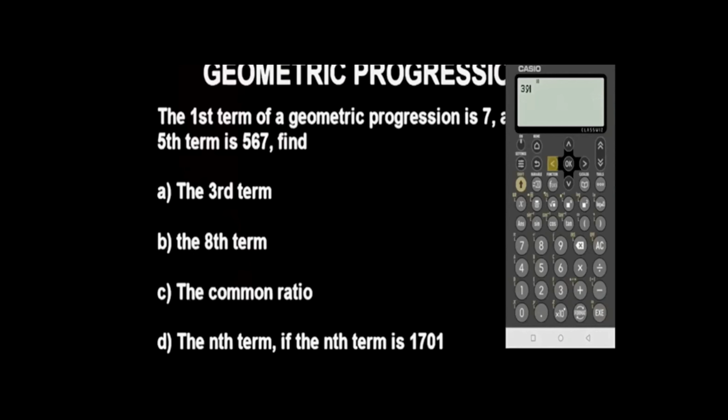Had we wanted to find the first term, just remove 3, put 1. Press execute. The first term is 7. So it's as simple as this. What else? If we have to find the 8th term, remove this one and put 8.